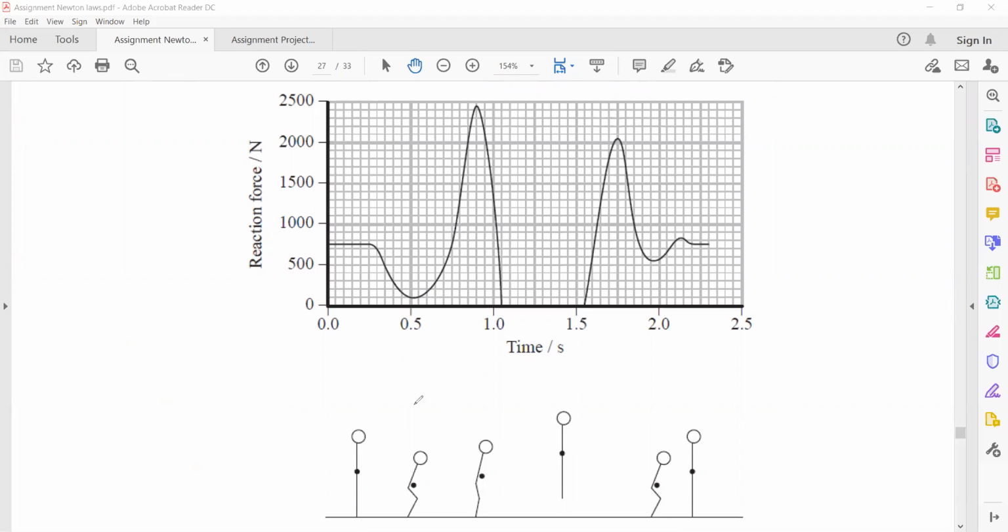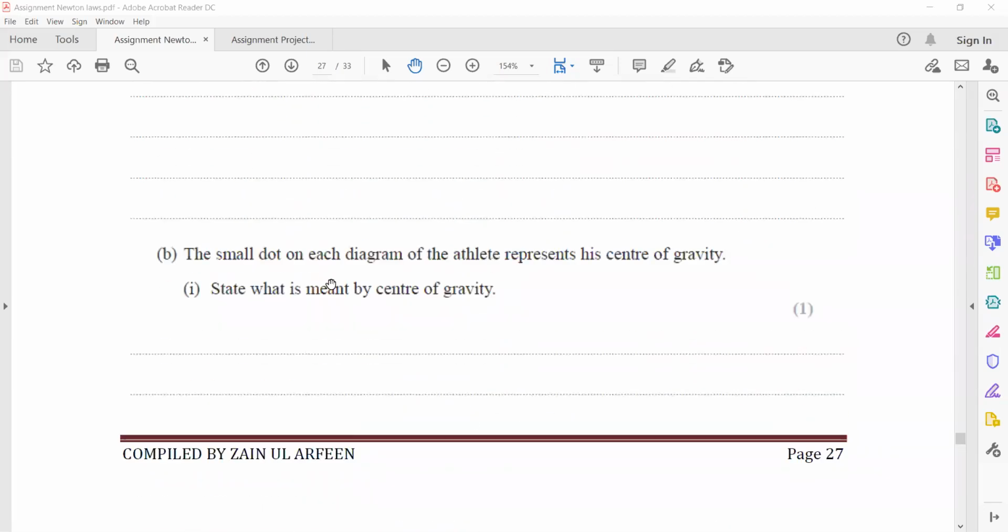As he bends his knees, you can see the position of the center of mass changes. So the contact force with the ground decreases. Then he pushes the ground, so greater contact force, more upward force, which creates a resultant force against the gravitational force, and he will accelerate.